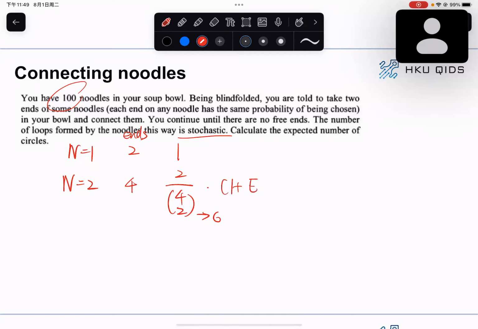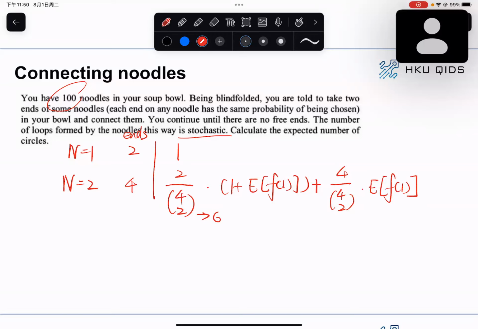So this case is going to give us 1 plus expectation of F1, right? And plus 4/6 multiplied by expectation of F1, right? They're going to have 1 noodle. And this is going to be 1/3 plus 1, okay.